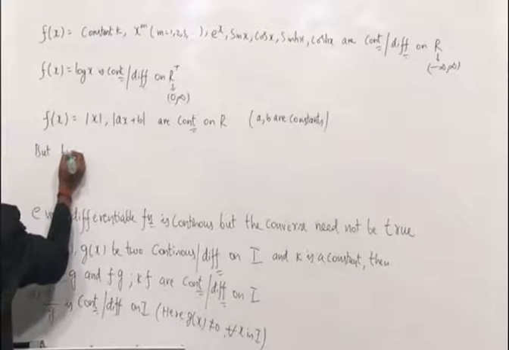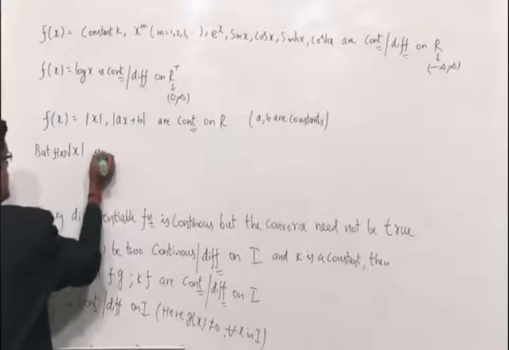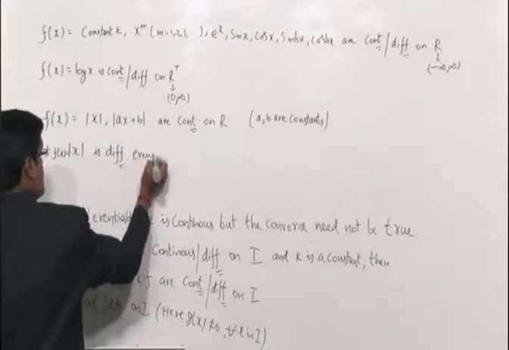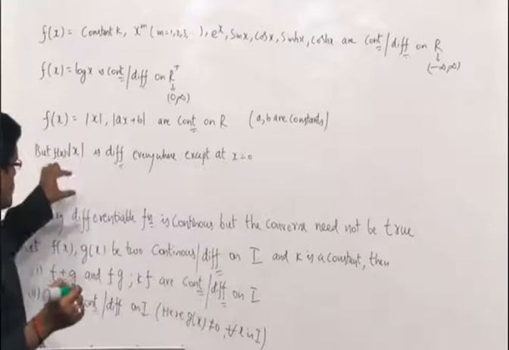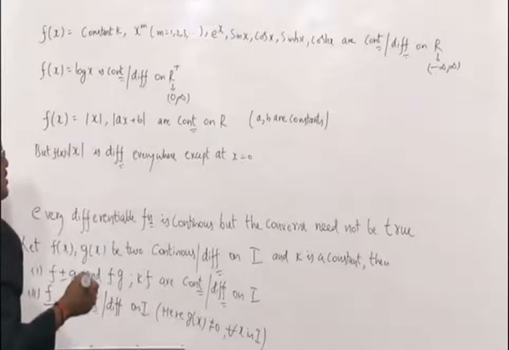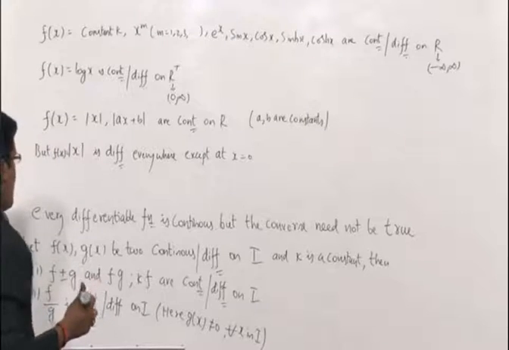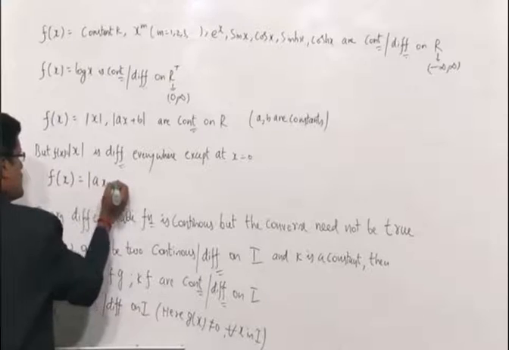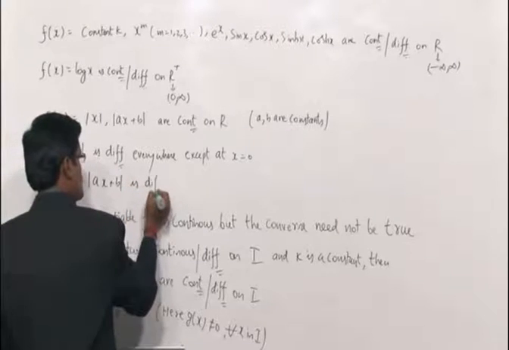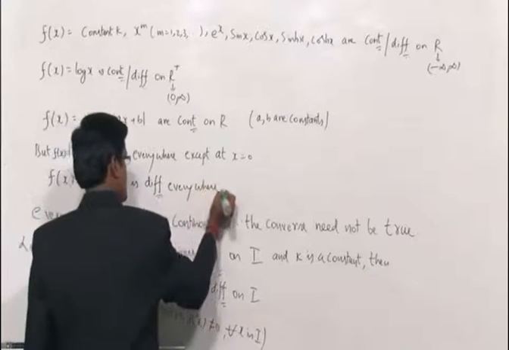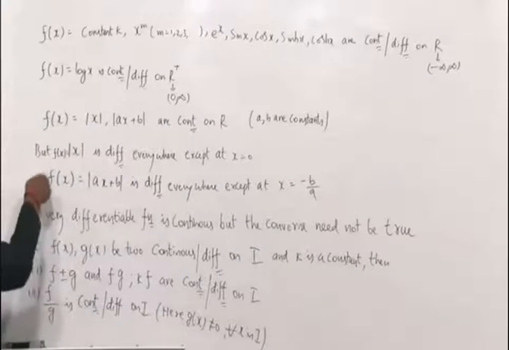But f of x is equal to mod x is differentiable, very, very important regarding differentiability, everywhere except at x equal to 0. That means where the quantity inside the modulus is equal to 0, at the corresponding x values, the function fails to be differentiable. For f of x is equal to mod of ax plus b, you find the value of x where the quantity inside is equal to 0; at that point the function fails to be differentiable. It is differentiable everywhere except at x is equal to minus b by a. Very, very important, please remember these two regarding modulus functions' differentiability.